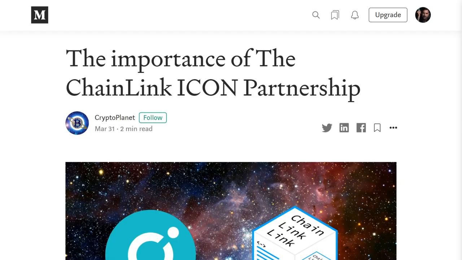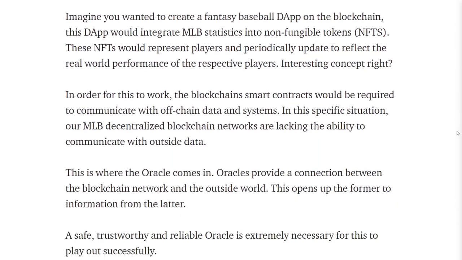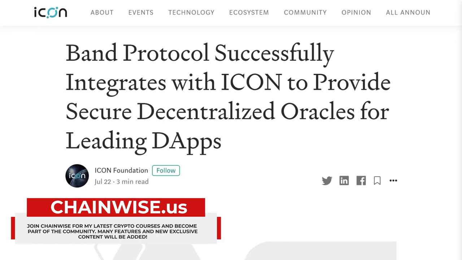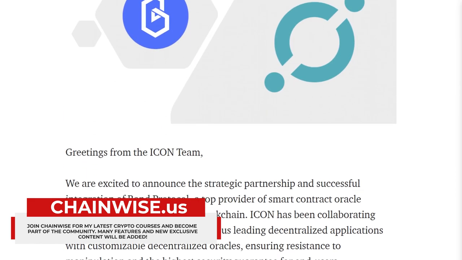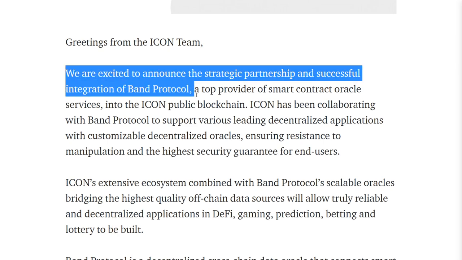In efforts to establish strong cross-chain support, Icon originally announced it may be partnering with Chainlink, but finally confirmed in July of 2020 that it had officially partnered with Band Protocol, which was big news for both parties involved.